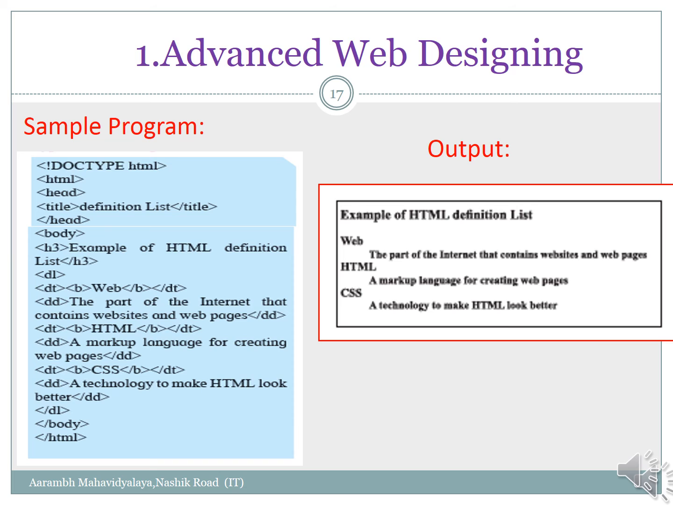Let's see its example. Here under the DL tag, we have specified DT, that is the defined term, as web, and under that we have provided its definition by using the DD tag, which is the part of the internet that contains websites and web pages. Again, we used another term by using the DT tag as HTML, and then we provided its definition by using the DD tag. Similarly, for CSS, we provided DT as a term and DD to define its definition.